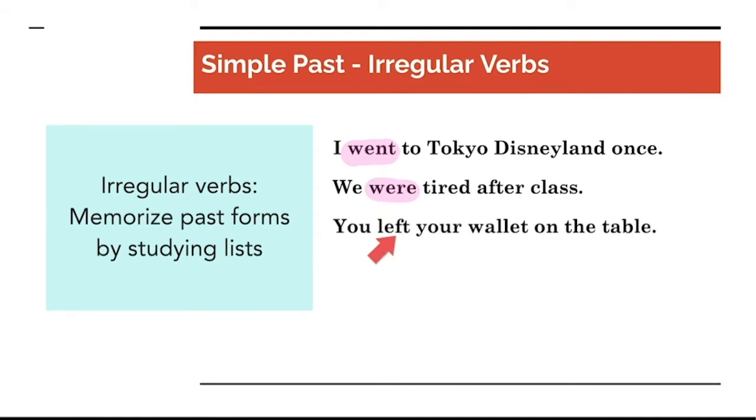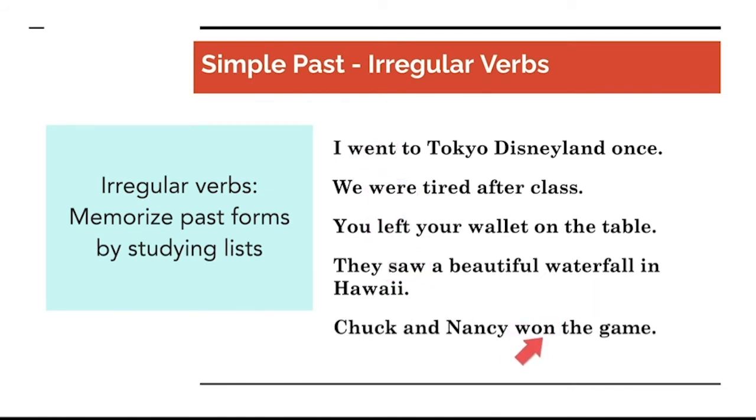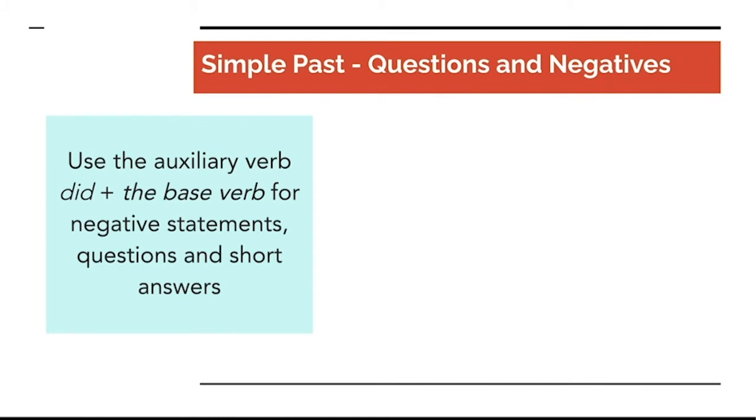You left. To leave, left. They saw a beautiful waterfall. See, saw. Chuck and Nancy won the game. Win, won. To form a question or to make the negative, use the helping verb do.